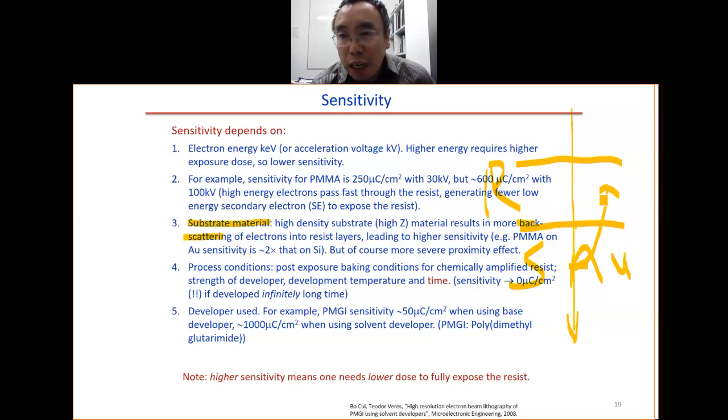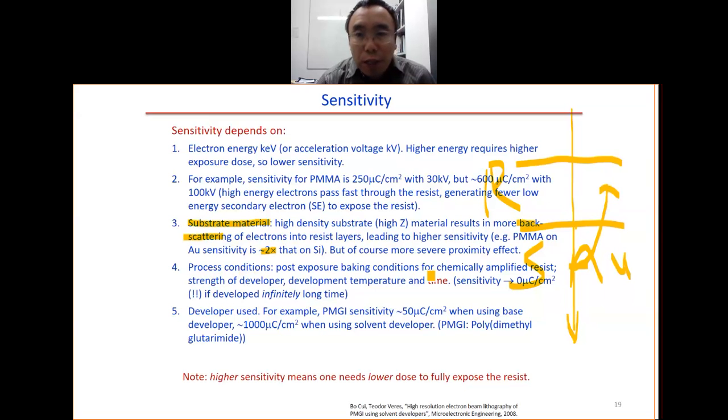Those backscattered electrons will also contribute to the exposure of the resist. As a result, we need less primary electron beam to expose the pattern, because a lot of the exposure is done by the backscattered electrons. As a result, the sensitivity is higher by a factor of roughly 2 compared to silicon. You should remember that when we talk about high sensitivity, that means we need a lower dose. That is high sensitivity.